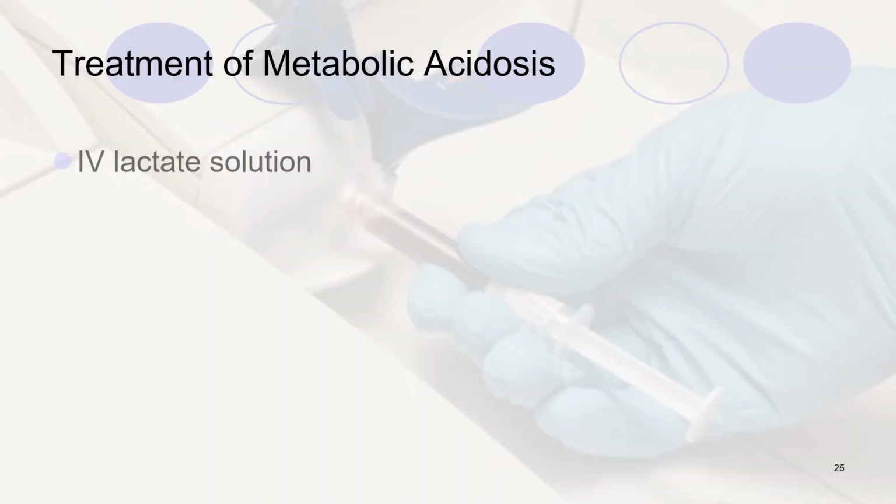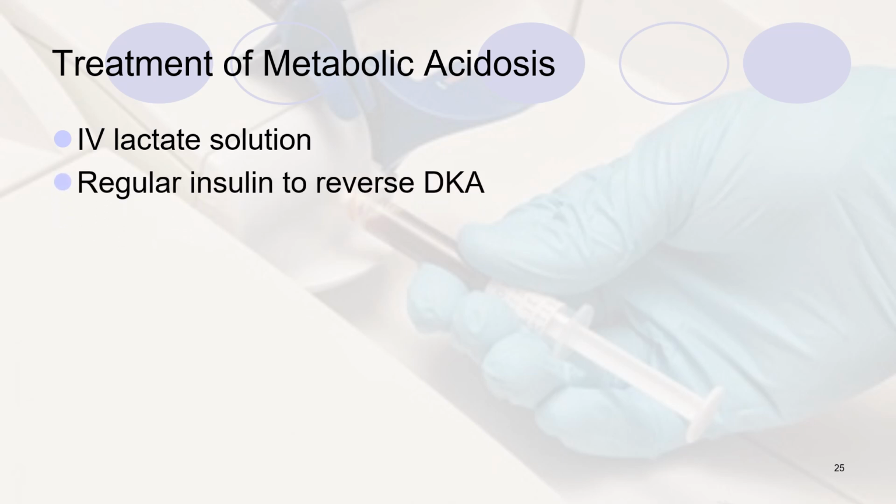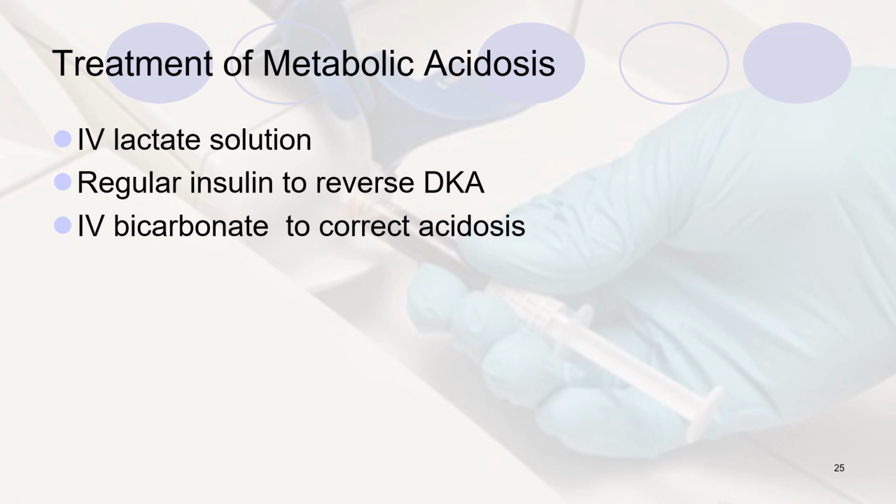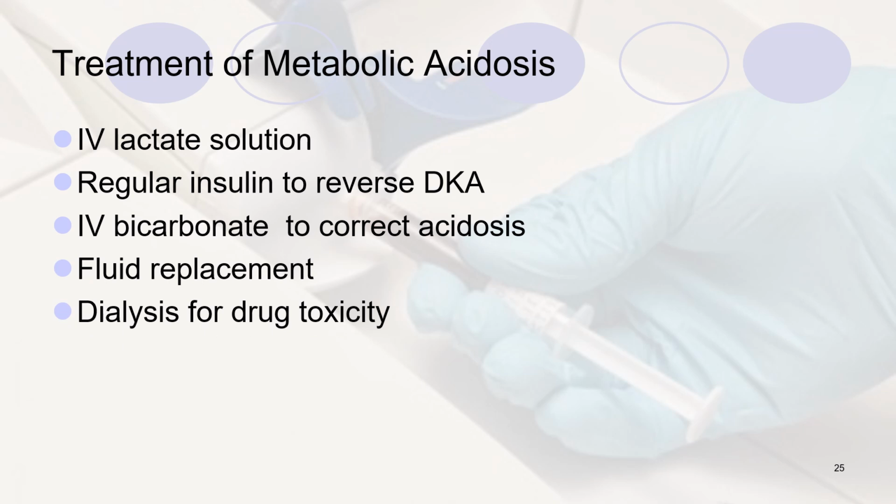Then the treatment for metabolic acidosis: intravenous administration of lactate solution, regular insulin to reverse the diabetic ketoacidosis, and intravenous bicarbonate to correct the acidosis, and fluid replacement, dialysis for drug toxicity, and antidiarrheals.